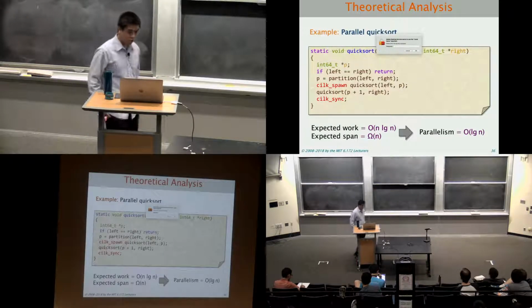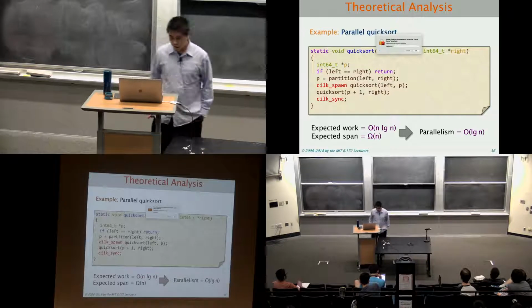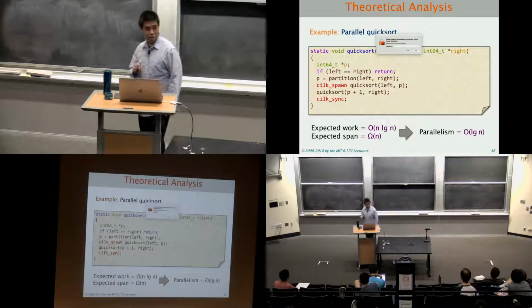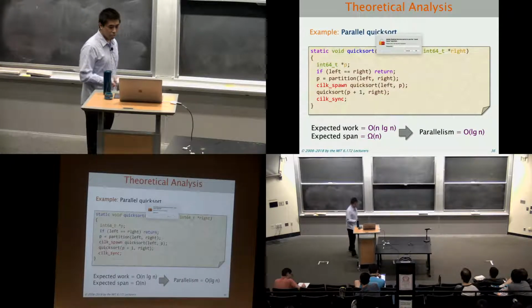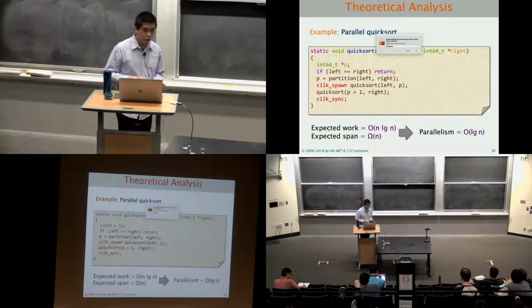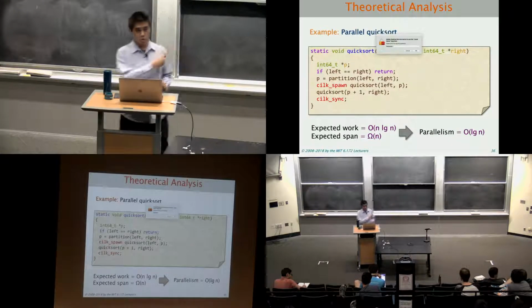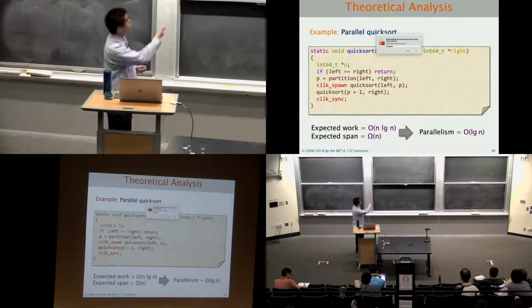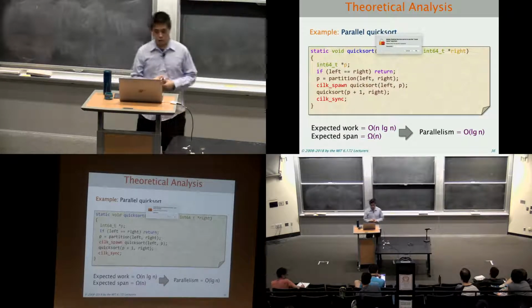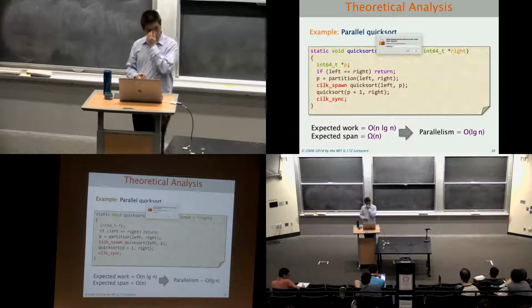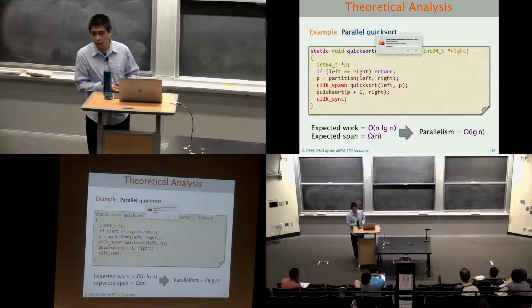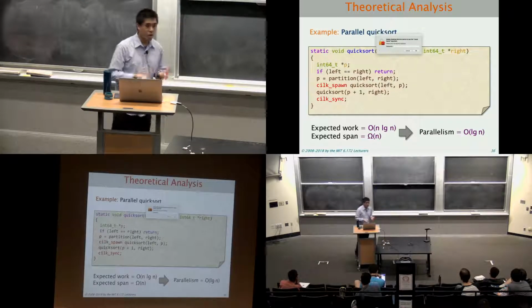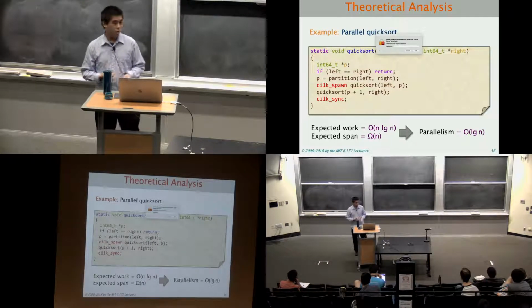You just take the work divided by the span. For the student who guessed that the parallelism is log base 2 of n, that's very good. It turns out that it's not exactly log base 2 of n because there are constants in these work and span bounds. So it's on the order of log n. That's the parallelism, and order log n parallelism is not very high. In general, you want the parallelism to be much higher, something polynomial in n.